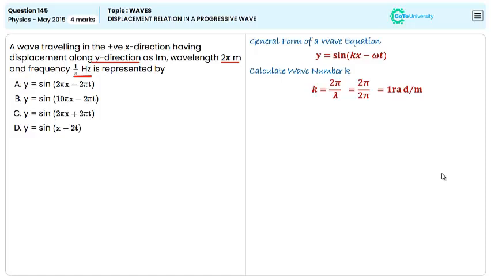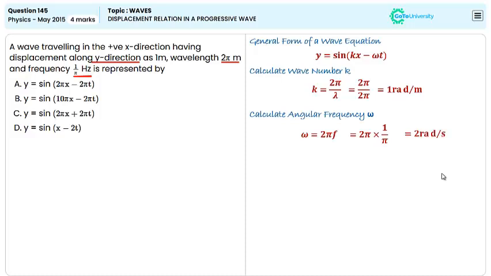Now let us calculate the angular frequency omega. The angular frequency is given by omega is equal to 2 pi f. But f, as given in the question, is 1 by pi. On substituting we get 2 pi into 1 by pi, which is nothing but 2 radians per second.